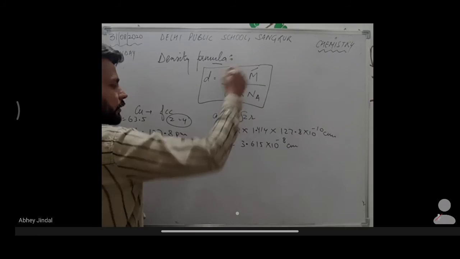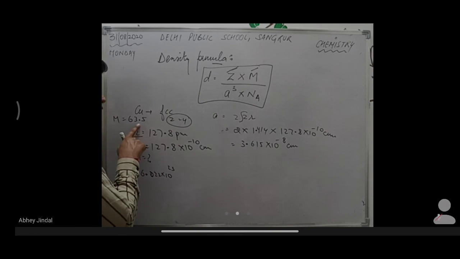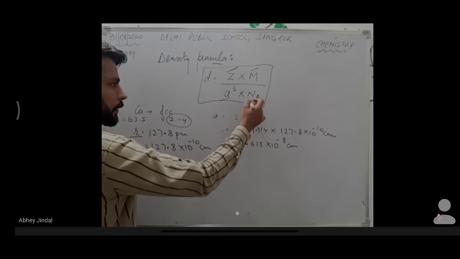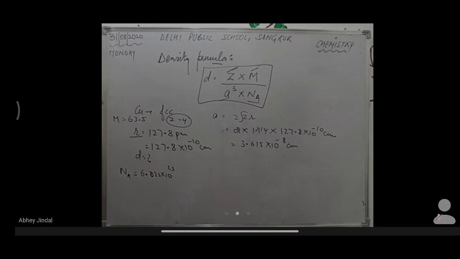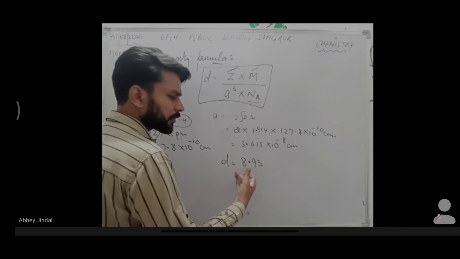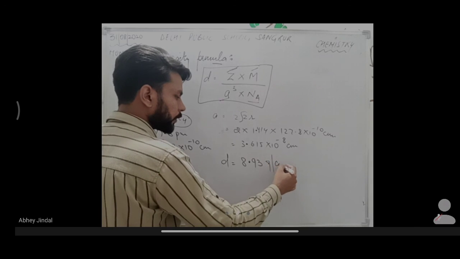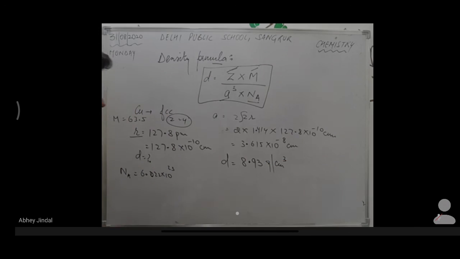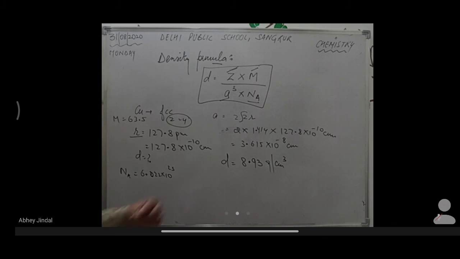So Z is given as 4, M is given as 63.5, A is given as this, and N is given. So we can find the value of density, and density comes out to be 8.9 approximately, or 9.0 can also come, okay, because we will take rounded values. So it can be 9.1, 9.0, 8.8, 8.7, anything near to it. Okay, clear? Any doubt in today's topic, please?